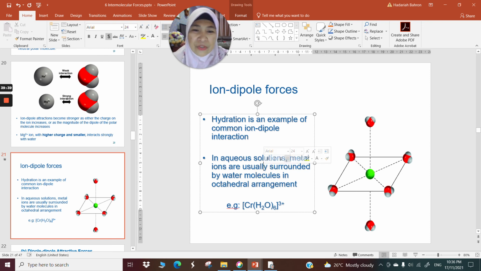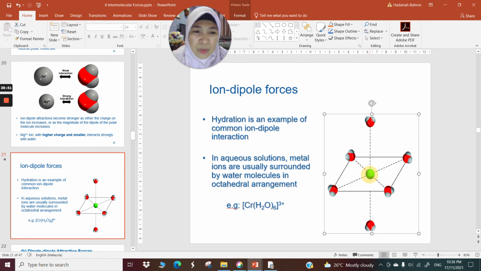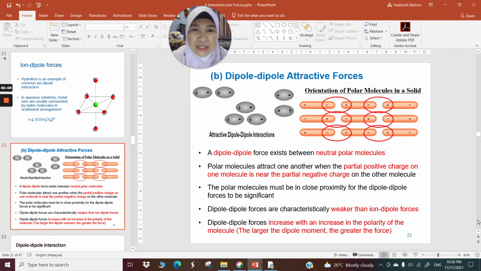In the aqueous solution, metal ions are usually surrounded by water molecules in octahedral arrangement. So you have, for example, here chromium 3 plus. For chromium to dissolve in water, it usually will have on 6 corners each a water molecule, on each of these 6 corners. So that is the ion-dipole forces.